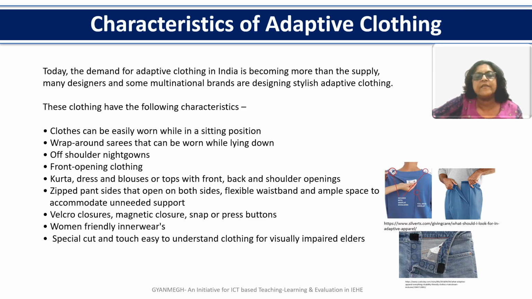Some of the characteristics of these adaptive clothing are: clothes that can be easily worn while in a sitting position, wrap around saris that can be worn while lying down, off-shoulder nightgowns, front opening clothing, kurtas, dresses and blouses or tops with front, back and shoulder openings, zipped pants, sides that can open on both sides, flexible waistband and ample space to accommodate unneeded support, velcro closures, magnetic closures, snap or press buttons, women-friendly innerwear, specially cut and touch-easy to understand clothing for visually impaired elders.